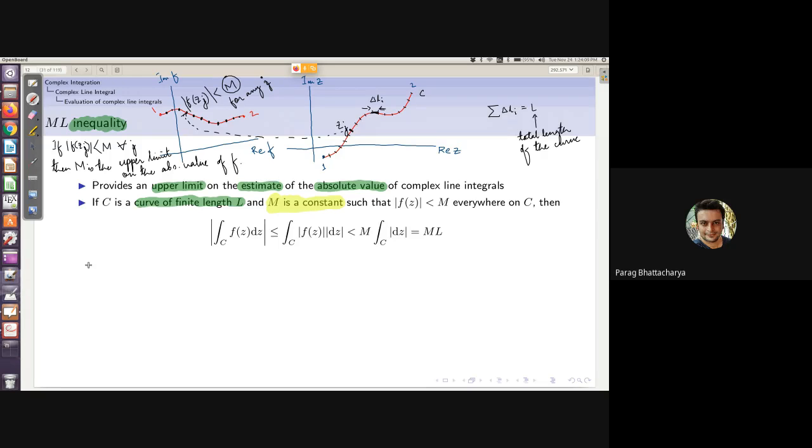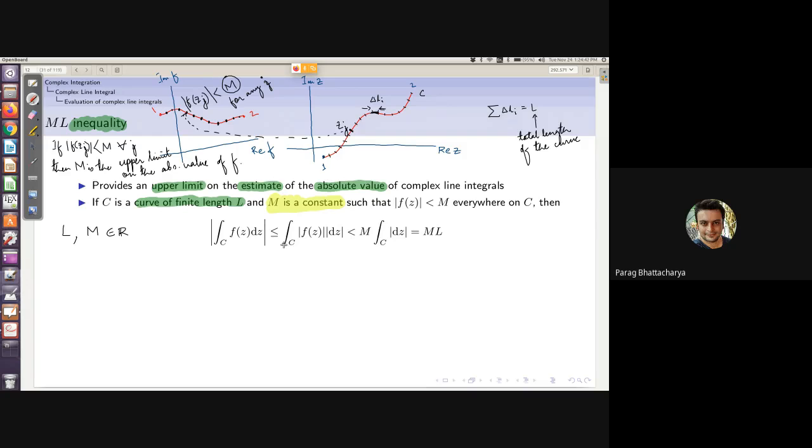Is this understood by everyone? Yes, sir. So here we are taking into account two numbers. One is L, which is in the Z plane, the length of the curve, and the other is M. Both of them are real numbers. M is the maximum upper limit on the absolute value of the function in the function plane.